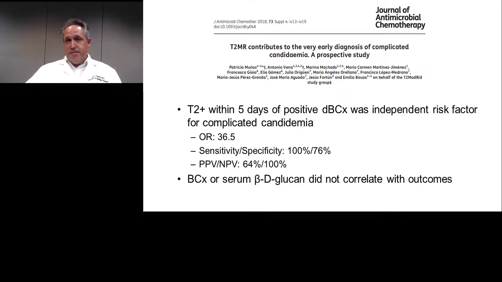The specificity was 76%. And in this cohort, the positive and negative predictive values for complicated candidemia were 64% and 100% respectively. So I'll draw particular attention to the 100% negative predictive value. It meant if the T2Candida test was negative, none of these patients went on to develop complicated candidemia. So very much a marker for good treatment response and good outcome. And in fact, blood culture or serum beta-glucan did not correlate with outcomes whatsoever. So, indicating that there was clinical and biological significance to the T2Candida result that is not seen with the other tests, including blood culture.